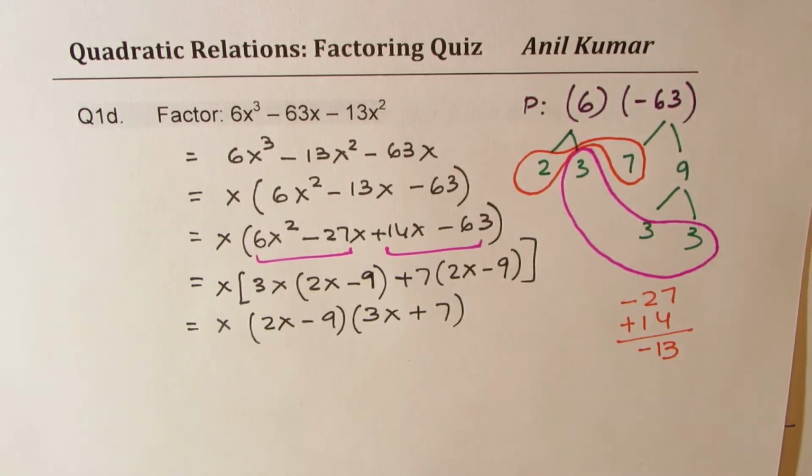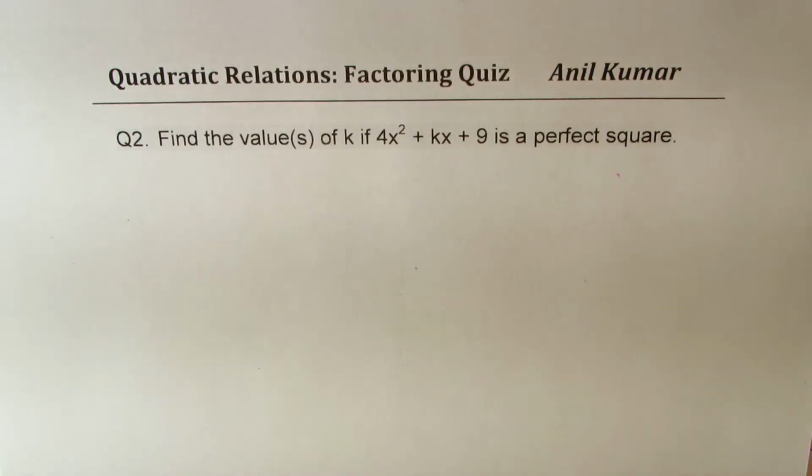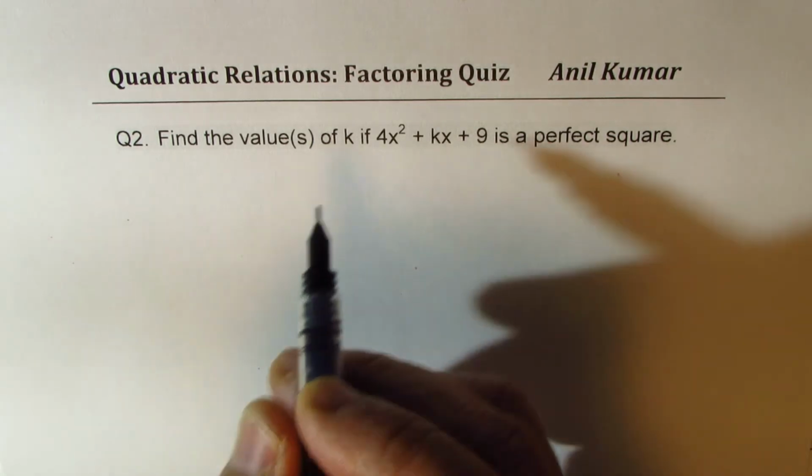Perfect. So I hope the steps are clear, and I hope you appreciate how we have used prime factorization to get our numbers, right? Question number 2. Find the values of k if 4x squared plus kx plus 9 is a perfect square. Let us see how to solve this kind of question.